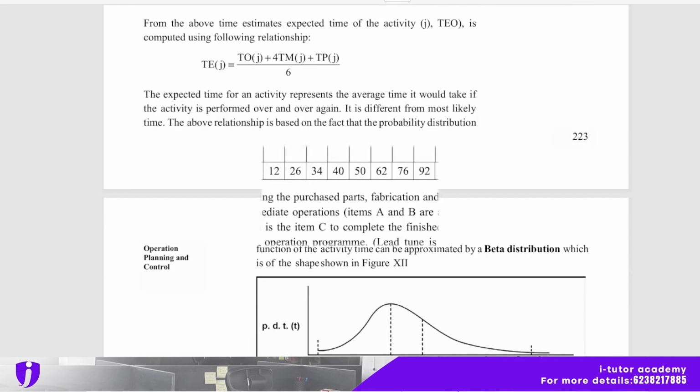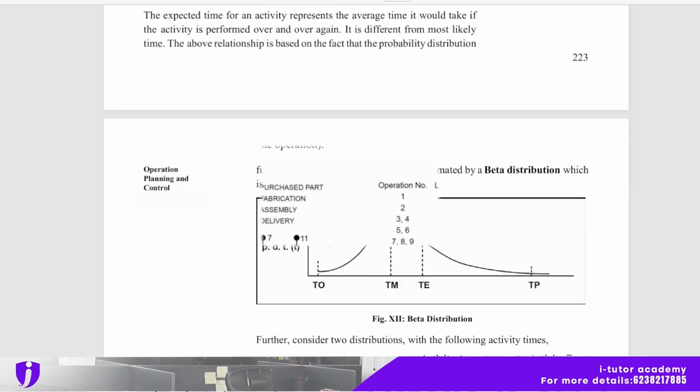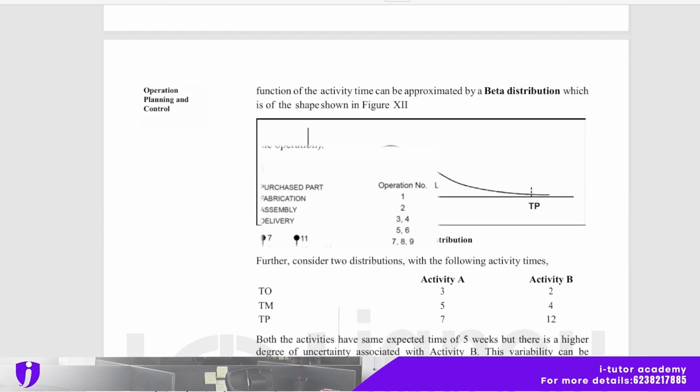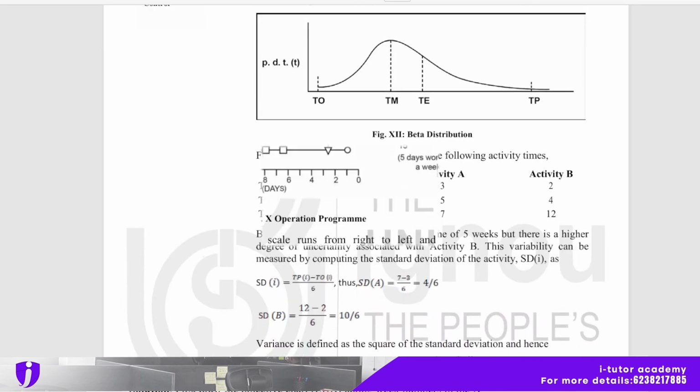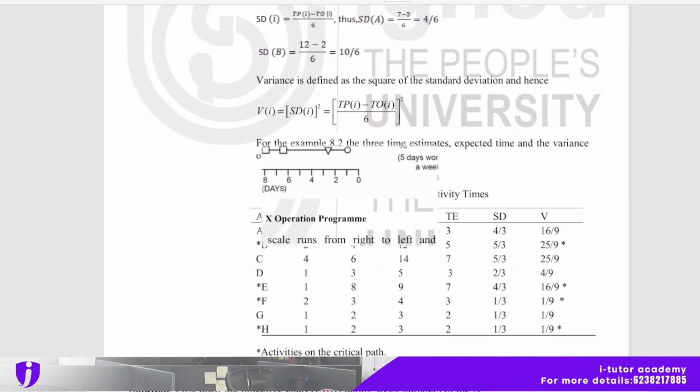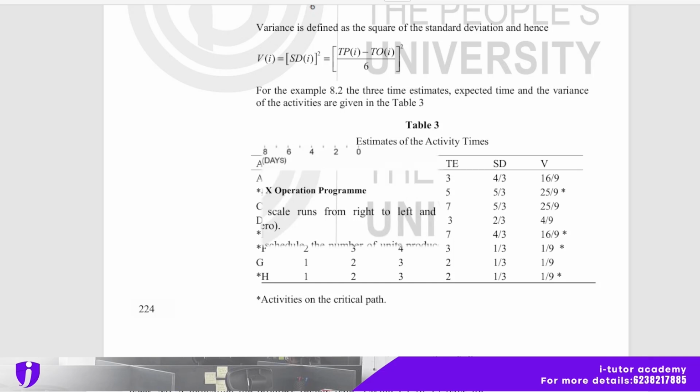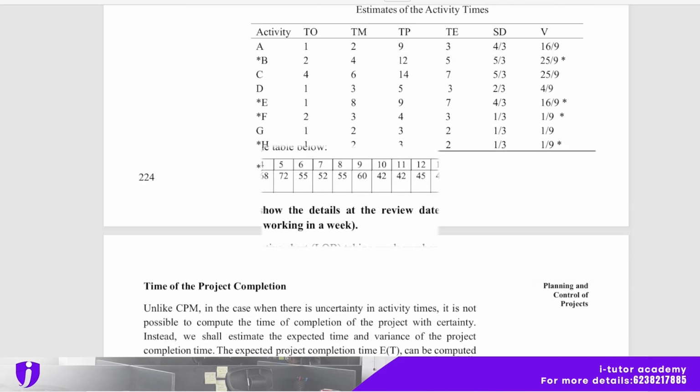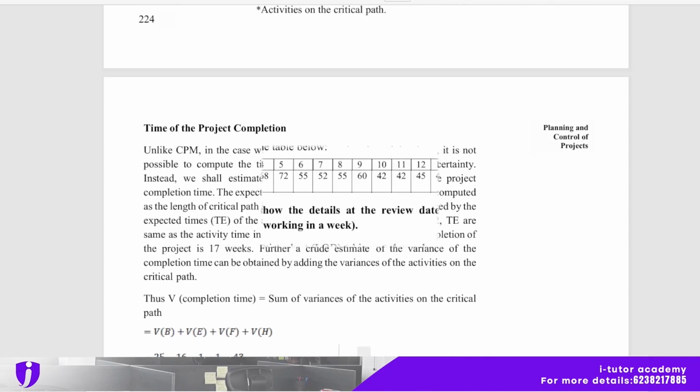The expected time for an activity represents the average time it would take if the activity is performed over and over again. So it is different from the most likely time. And the above relationship is based on the fact that the probability distribution function of the activity time can be approximated by a beta distribution, which is of the shape shown in the figure. Here is the figure, a chart-based figure, so please refer to this from your MMPC 009 Unit 8 subsection 6.